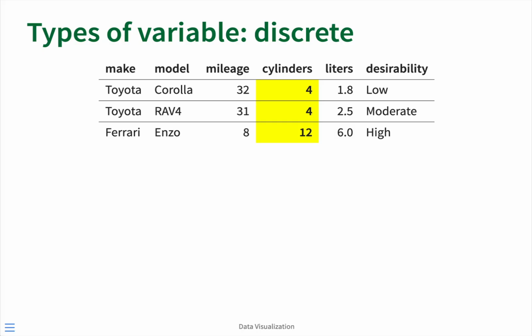Another type of numerical variable is a discrete variable. In this case, we still have numbers, but those numbers take on particular values and not the values between those values. For example, we could have the number of cylinders in a car. Well, you could have a car with 4 cylinders, and car cylinders tend to be even numbers, but let's imagine we could have a 5-cylinder car. You couldn't have 4.5 cylinders, right? A car needs to have a whole number of cylinders. So this would be a discrete variable.